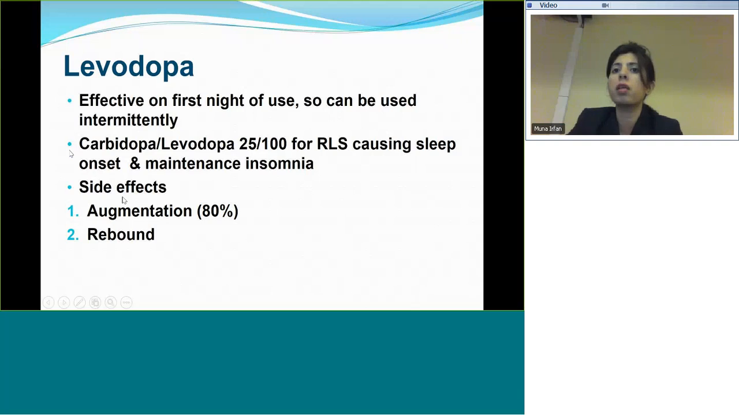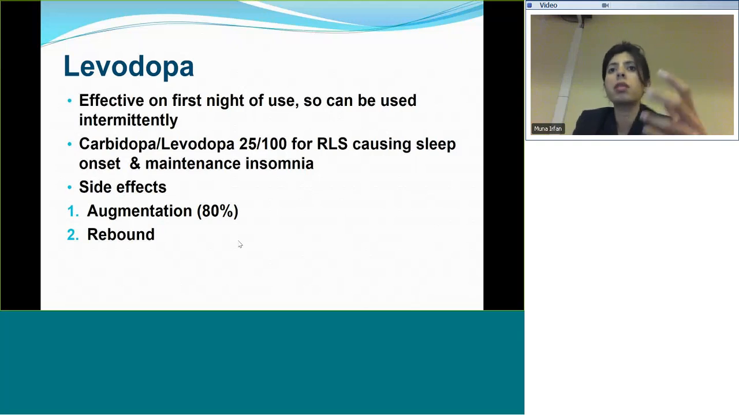But the other thing to keep in mind is that the side effect profile is kind of high. Augmentation is noted in 80% of the cases, as well as rebound. So let me clarify, what exactly do we mean by augmentation? Augmentation is different from habituation or tolerance. Augmentation is more like the reemergence of the patient's symptoms with a greater intensity.